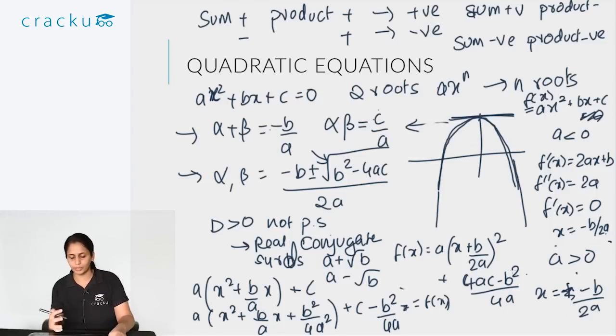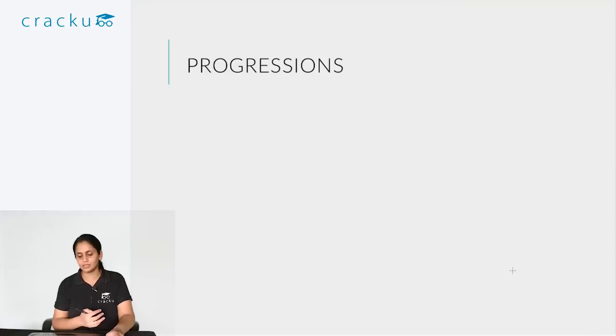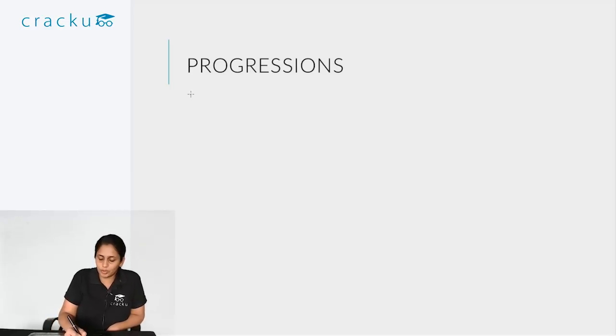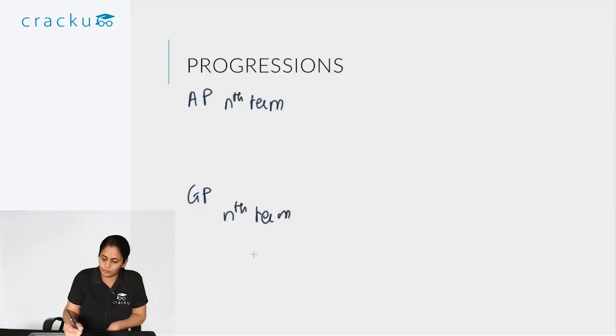Now that you know the basic areas that will be asked, let's move on to progressions. Progressions is an important part of this. You can expect 2 to 3 questions. So we'll first revise the formulas and take a look at some series questions. The 2 basic progressions that are asked are AP and GP. The things asked are the nth term and the sum of the series, sum of terms.